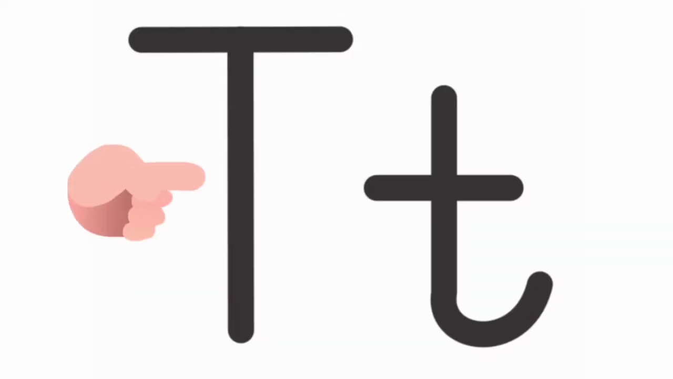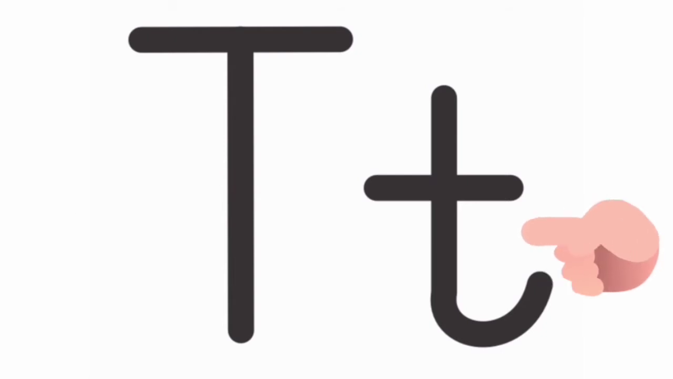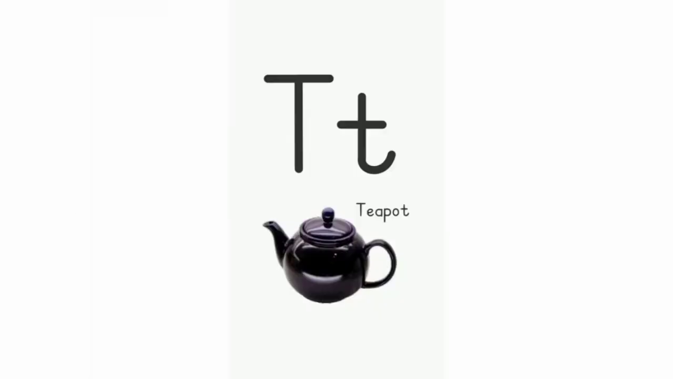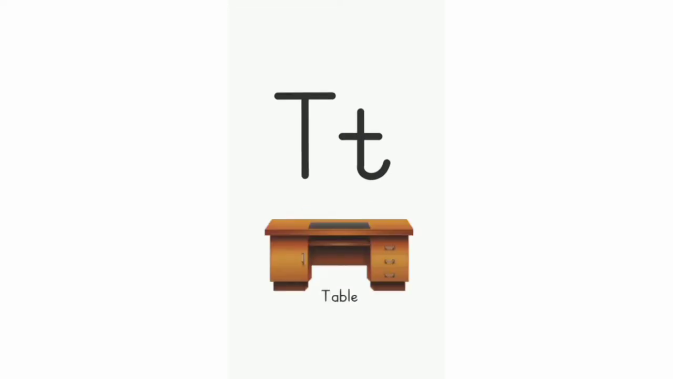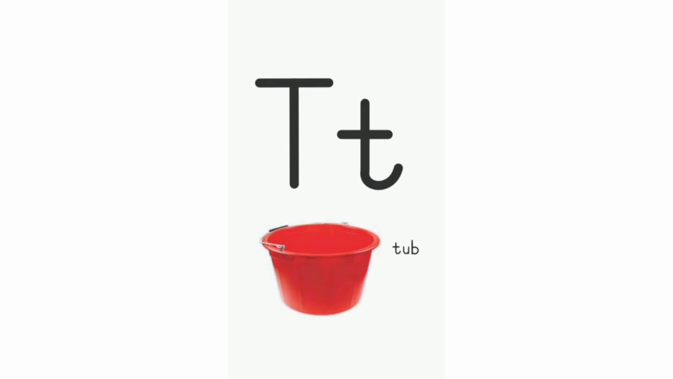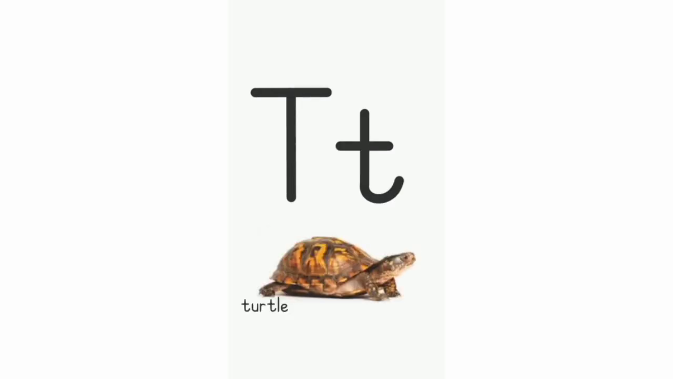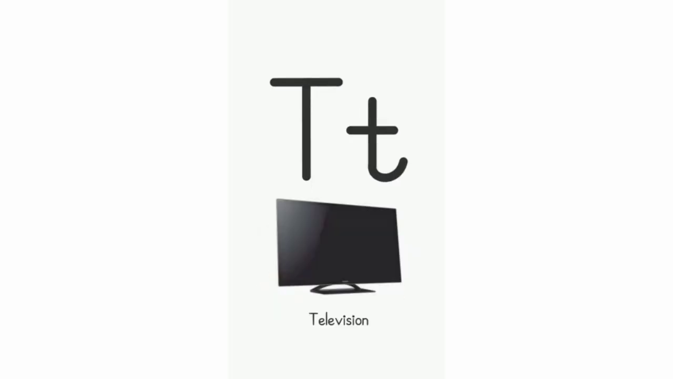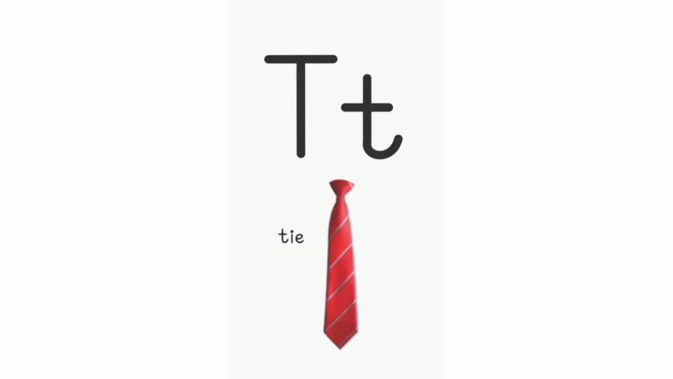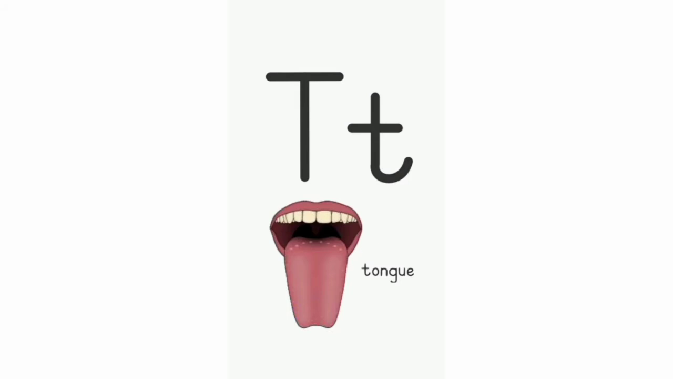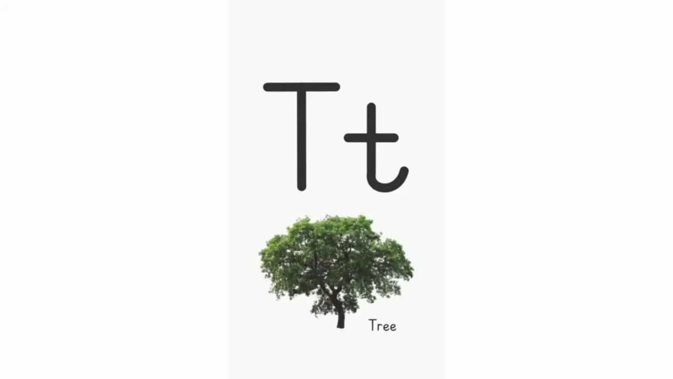Now let's see pictures that start with alphabet T. Capital T, small T for teapot. T for telephone. T for table. T for tub. T for turtle. T for television. T for tent. T for tie. T for tongue. T for tree.